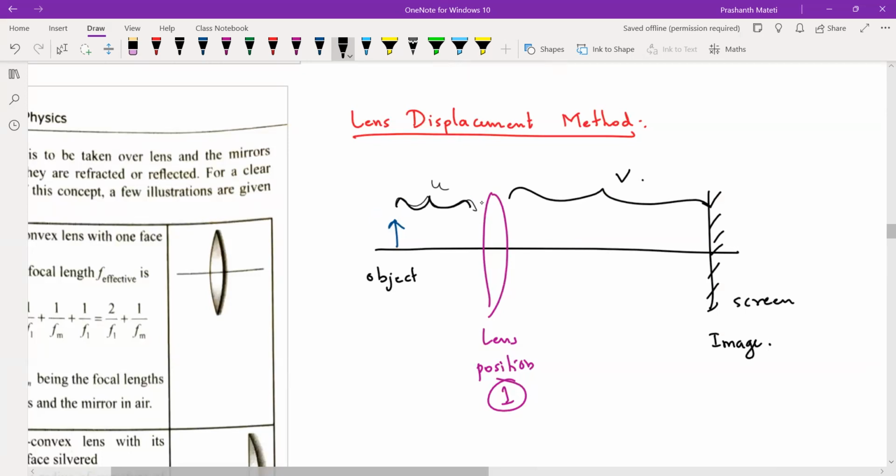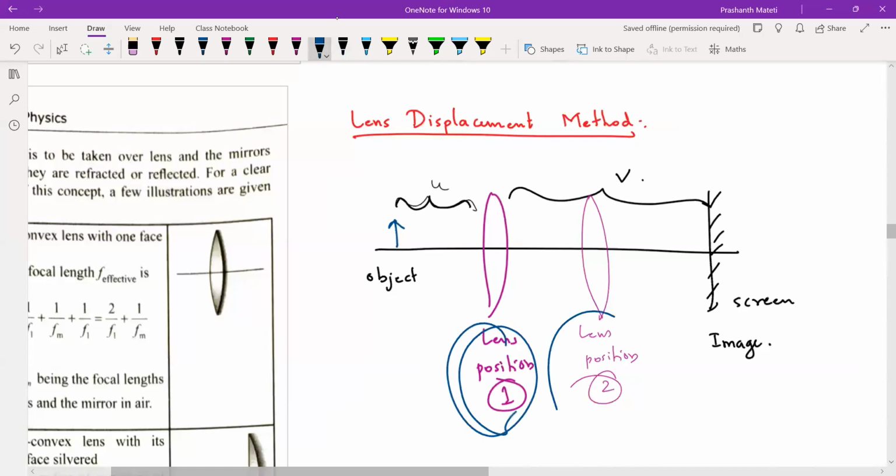Now, we know that when the object is placed beyond 2f, the image is formed between f and 2f, right? When you interchange, what is the other possibility? If you move the lens to a new position, lens is moved to position 2, again you will be able to capture the image once again. There are two positions for the lens for which we can capture the image. The first position of the lens is here, the second position of the lens is here.